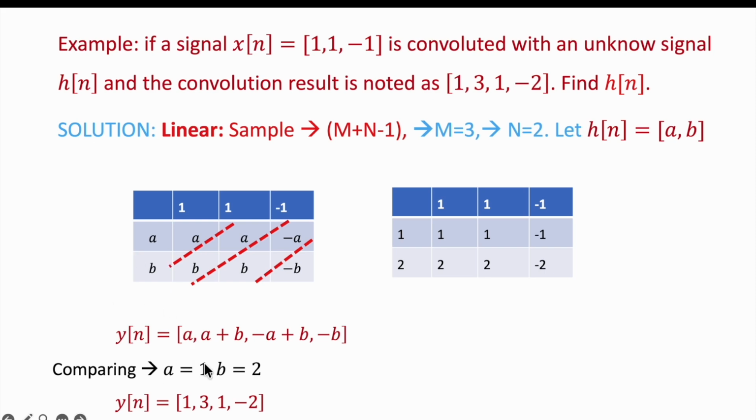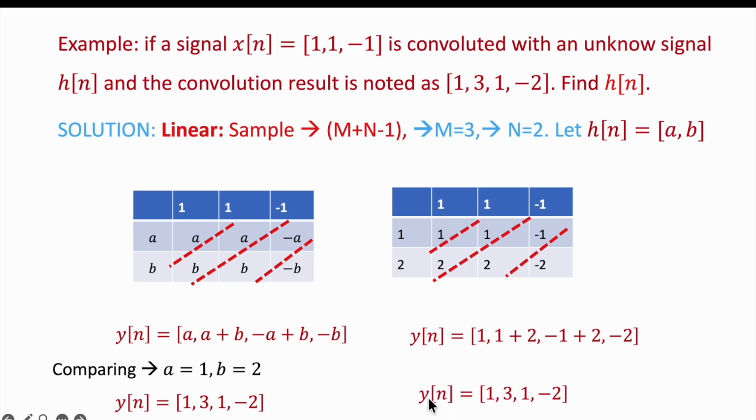Then you can put these values here instead of a and b and write a new table, and then you can see whether the result is correct or wrong. First you write the value of a, which is 1. If you multiply this with the first row, the answer is 1, 1 and then minus 1. The value of b is 2. If you multiply this 2 with the row, the answer is 2, 2 and then minus 2. And then you end up with this result. The first sample is as it is, then the second sample is the sum of these two samples, 1 plus 2, then the third sample is the sum of these two, minus 1 plus 2, and the fourth sample is as it is, minus 2.